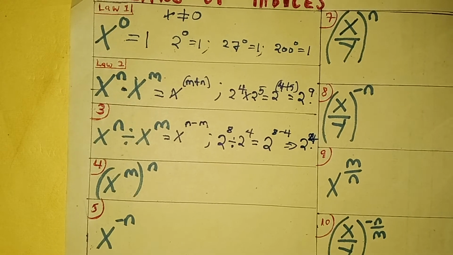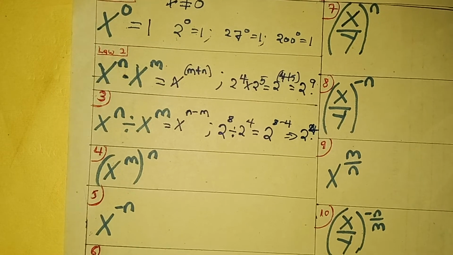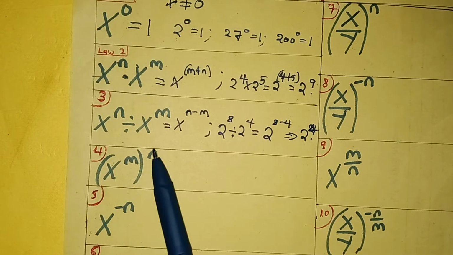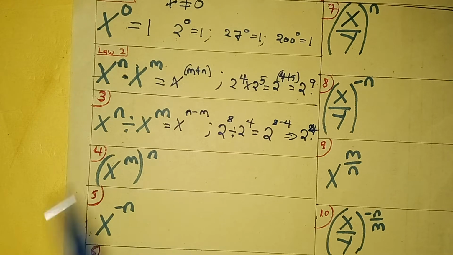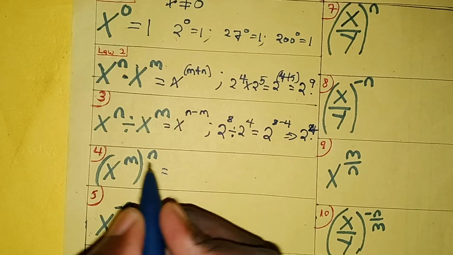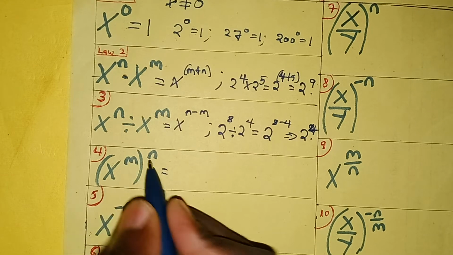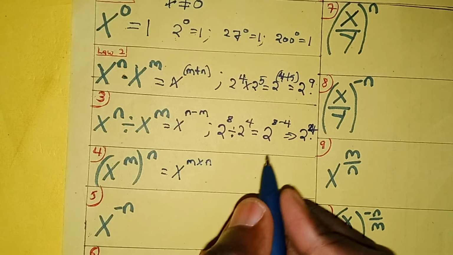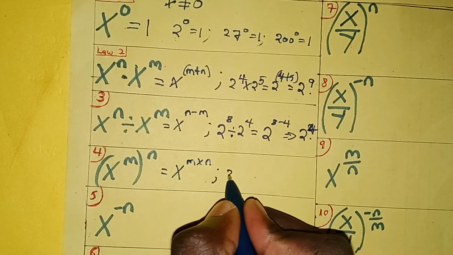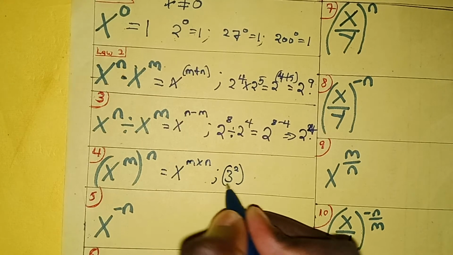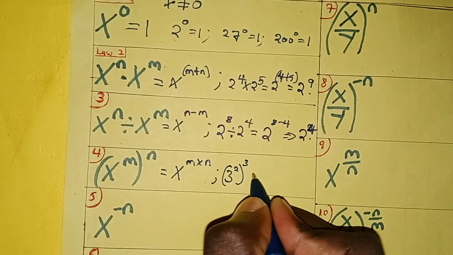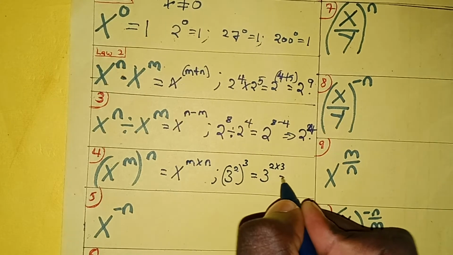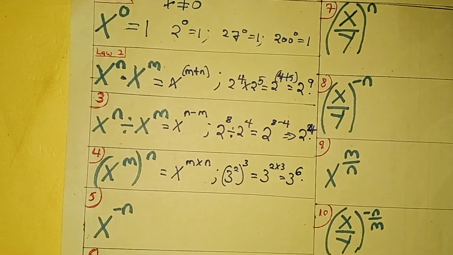Now, law number 4, we have the base x power m, then the whole of it raised to exponent n. That means we are going to multiply the two powers m and n. So x raised to m times n. So example, 3 power 2, all power 3 is equal to 3 power 2 times 3, which is 3 power 6.